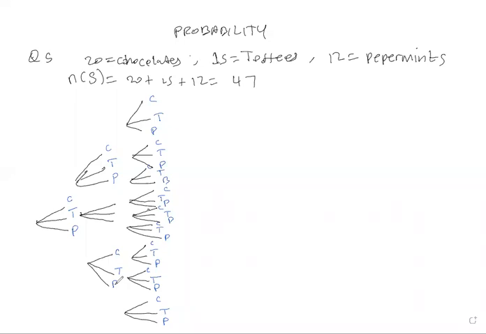So the probabilities, we can now write the probabilities. So we've got 20 chocolates out of 47. Is this color okay? The green? Able to see it here? No. Okay, let's try to change the color and put 20 out of 47.